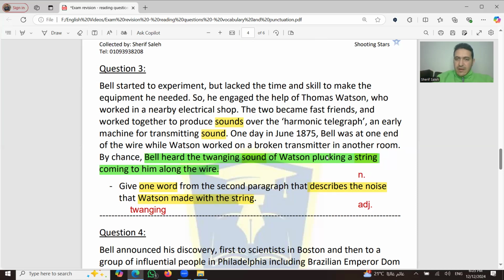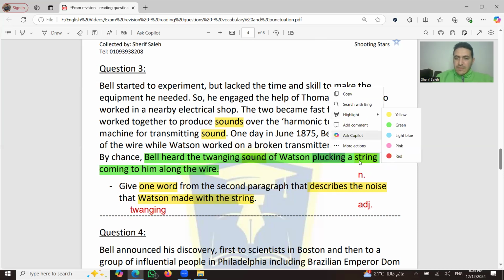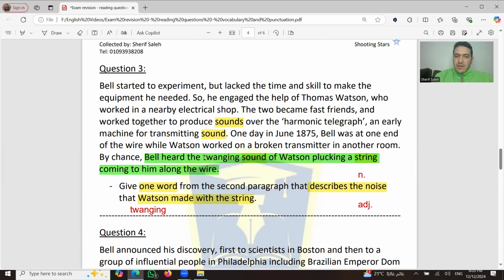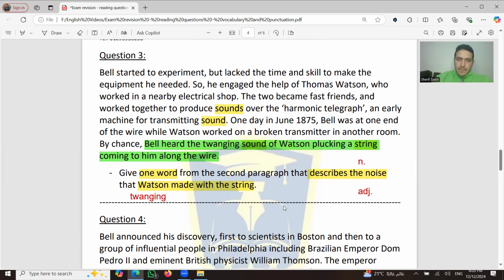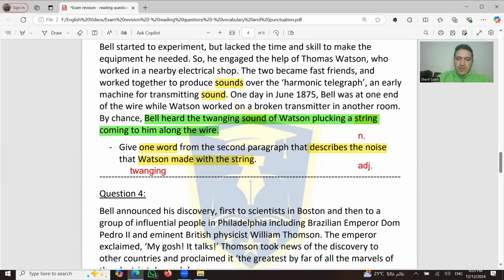For example, here the word blocking doesn't work because blocking is a verb, sorry, a verb that describes what Watson was doing to the string, so it doesn't work here. What we're talking about is twanging sound. So we use the same techniques. We are looking for only one word, and that word describes the noise. So the word that describes the noise is a word that describes a noun, because the noise is a noun. So we are looking for an adjective. And the adjective in this case that describes the noise is the word twanging.